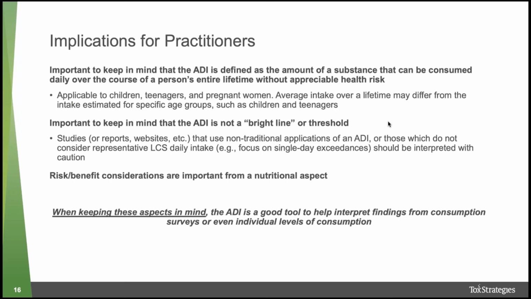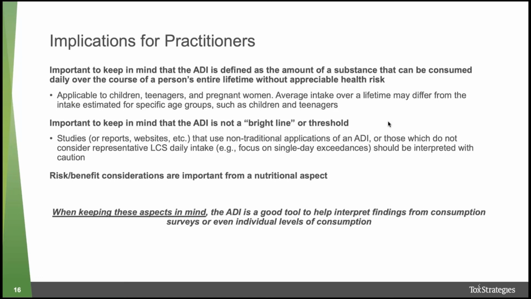So when you're thinking about reading a study or looking at a report on a website, it's important to keep in mind the intended application of the ADI relative to non-traditional applications, particularly those which don't consider daily intake and instead focus on just single day exceedances, i.e. this one time, consumed X amount. That's not necessarily how we usually think about the ADI. It might be a good place to start, but it wouldn't be the end of that investigation.